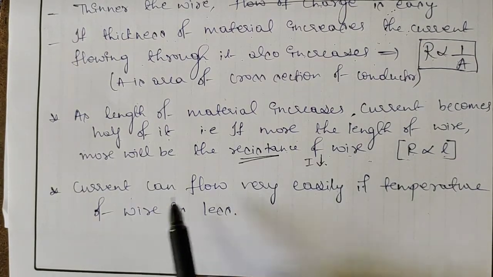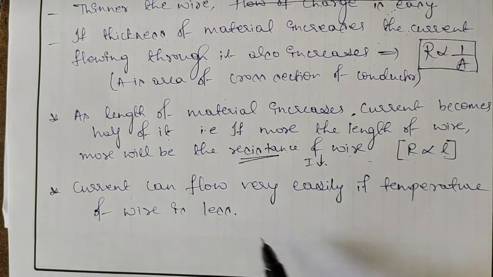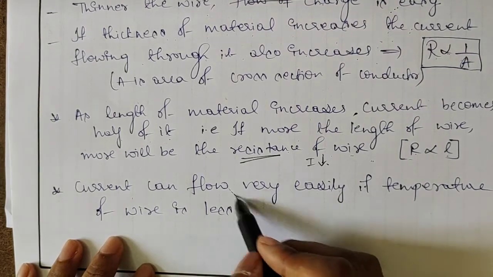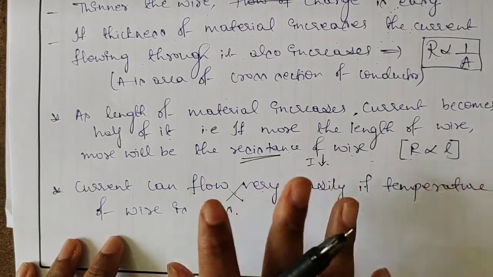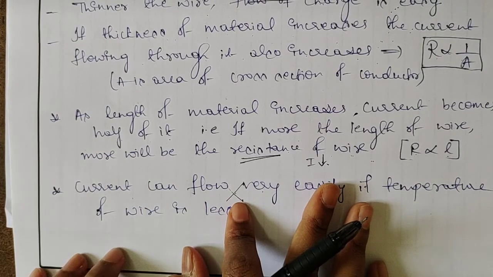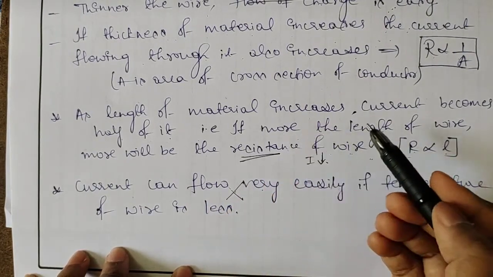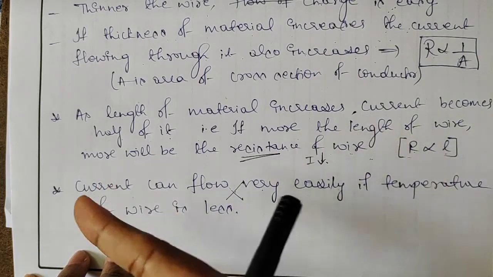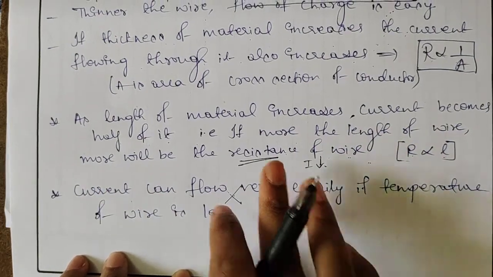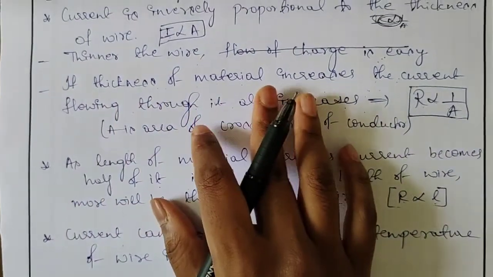And the last one, current can flow very easily if the temperature of the wire is less. This is not necessary, but you can remember the temperature should be constant or a little below room temperature, so that we will get a proper value of current and resistance, as I just explained earlier. Okay, so that is this point. So these are the things which we need to learn from that activity.